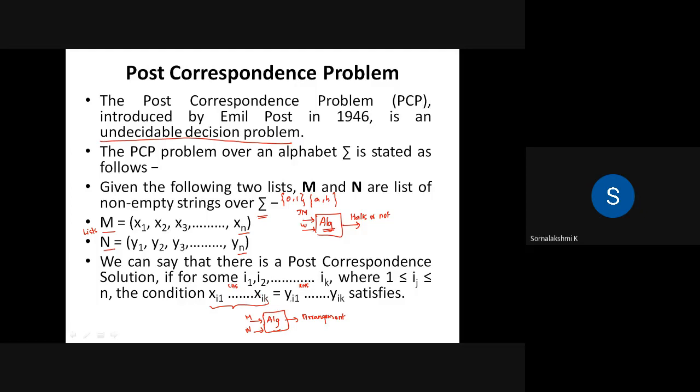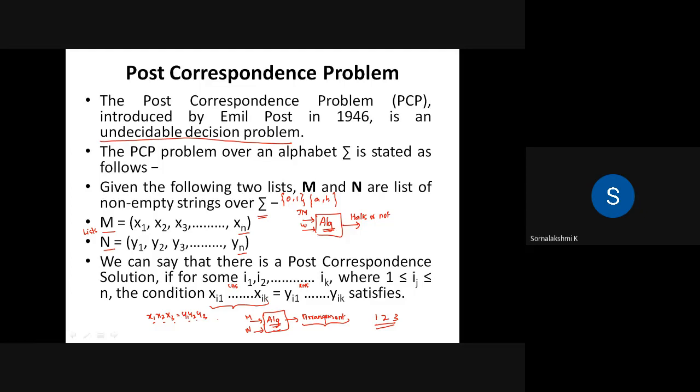So our question is, can I design a generalized algorithm, given two lists of strings? The output should be an arrangement. If my output is, say, 1, 2, 3, that means the strings x1, x2, x3 concatenated together should be equal to y1, y2, y3. Remember, the indices should be in the same order in LHS and RHS. If it's 1, 2, 3 on this side, it should be 1, 2, 3 on this side also. You cannot mix the order. Order is also important, so it should be in the same order on both sides.